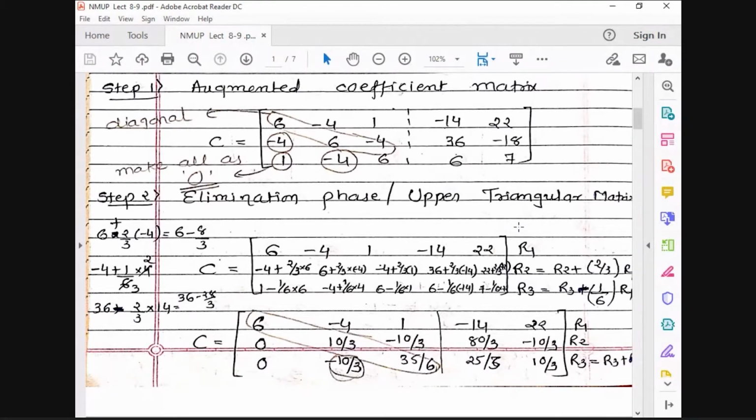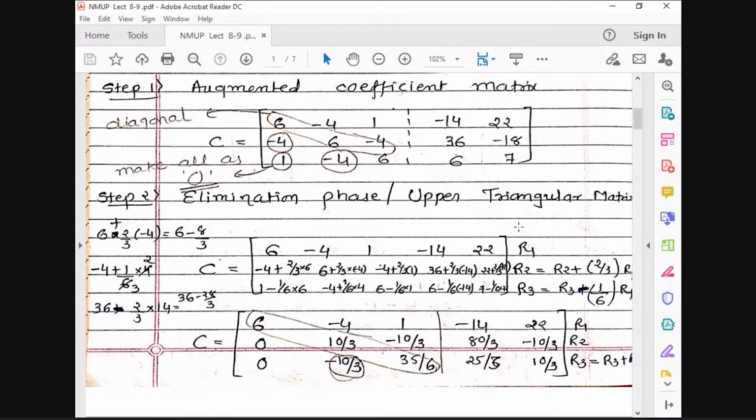So what do I have to do? I have to divide this 6 by 1 divided by 6, so it will become -1. And just do the addition: 1 minus 1 is equal to 0. So this one is my resultant matrix, which is C, equal to the last one: 6, minus 4, 1, 0, 10 by 3, minus 10 by 3, 0, 10 by 3, and 35 by 6.